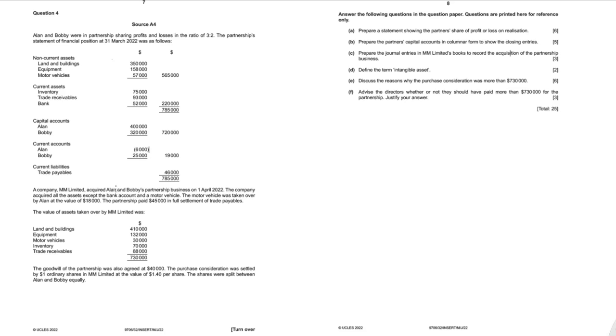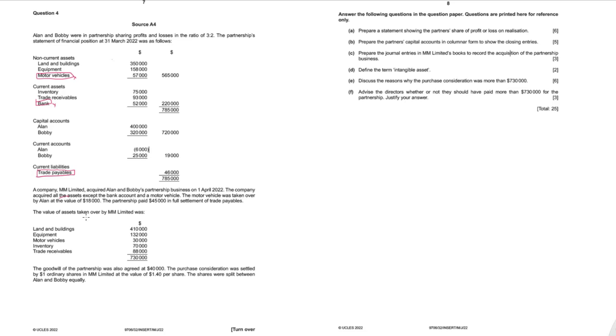A company Limited acquired Alan and Bobby's partnership business on 1st April 2022. The company acquired all the assets except bank and motor vehicle. So motor vehicle and bank, these two were not acquired. The motor vehicle was taken over by Alan at the value of 18,000, and the partnership paid 45,000 in full settlement of trade payables. Since the partnership is paying trade payables, it is obvious that trade payables were also not taken over by Limited. First they said all assets except bank and motor vehicle, and then for trade payables obviously it is not taken. So these three elements are not taken over by the new company.